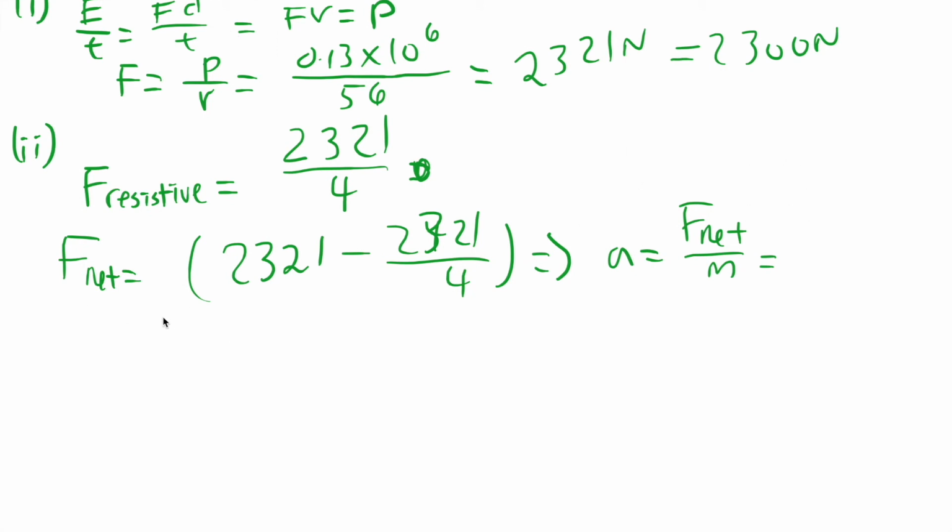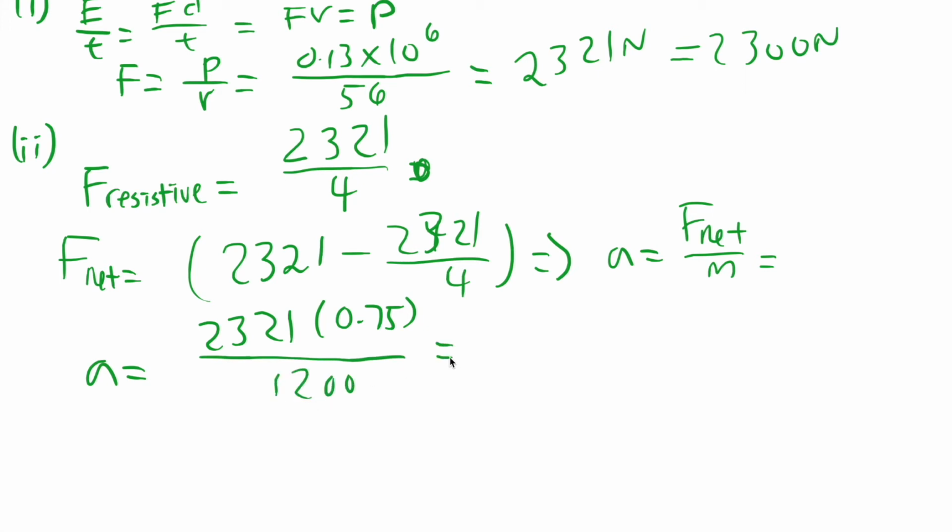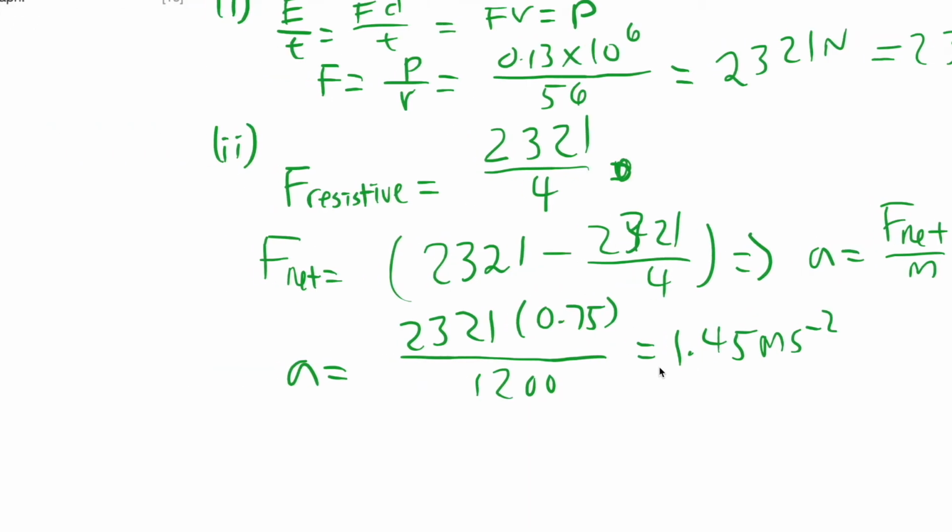So it's going to be equal to this quantity over 1,000. So 1 minus 104 is going to be equal to 0.7475 divided by the mass, and this will give you an answer of 1.45 meter per second squared. So this is the acceleration.